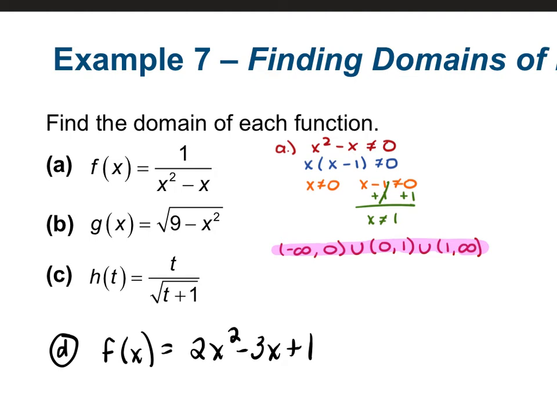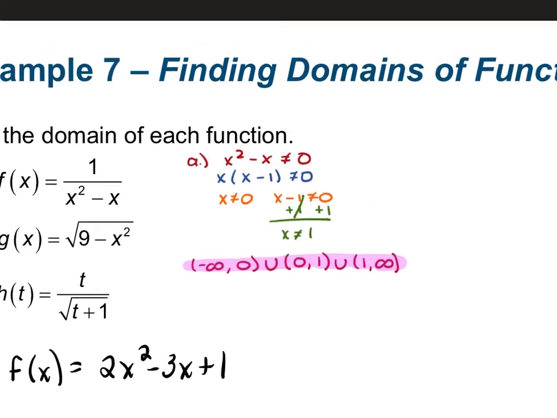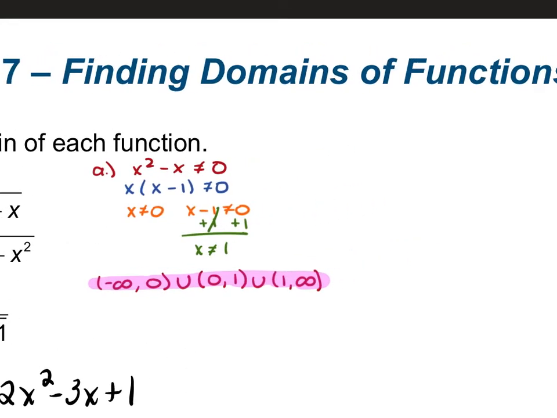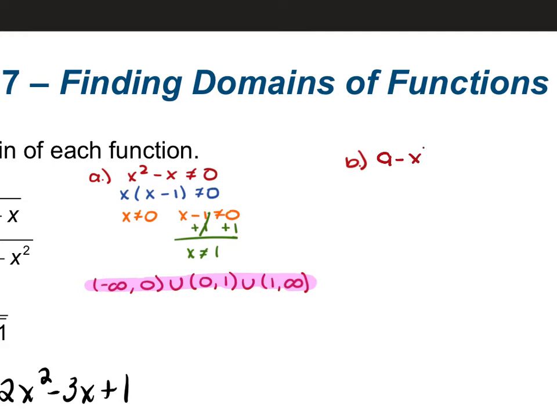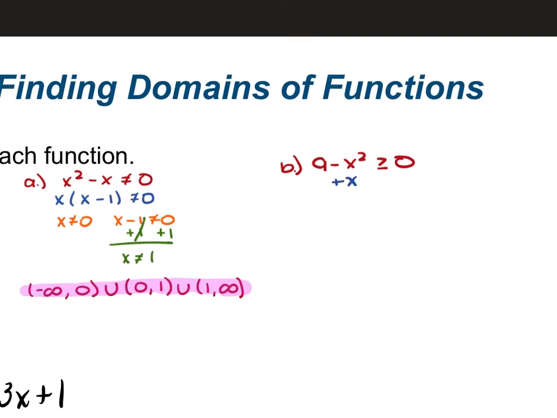For example B, we have g of x equals the square root of 9 minus x squared. So we have a radical. We're going to take what's underneath that radical and set it greater than or equal to 0. So underneath that radical, we have 9 minus x squared, and that's going to be greater than or equal to 0. We're going to move that x squared over by adding it to both sides. This leaves us with 9 is greater than or equal to x squared.